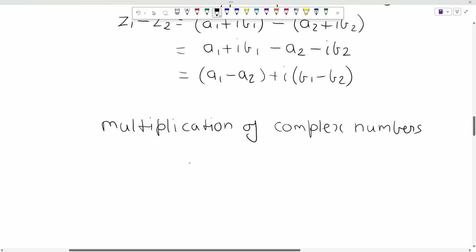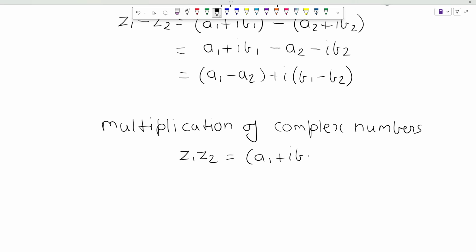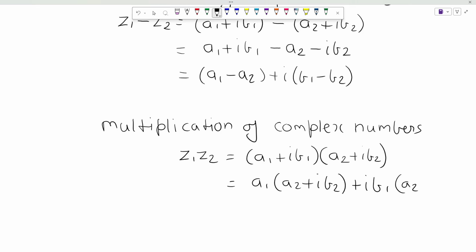Now let us multiply z1 and z2. So this will be in the bracket a1 plus iota times b1 times a2 plus iota times b2. Now let us expand this. So this will be a1 times a2 plus iota times b2 plus iota times b1 times a2 plus iota times b2.